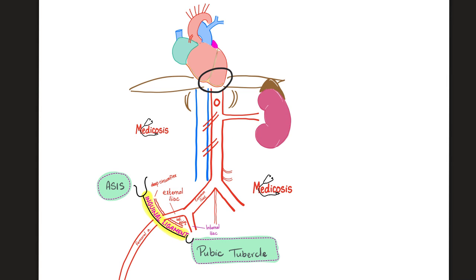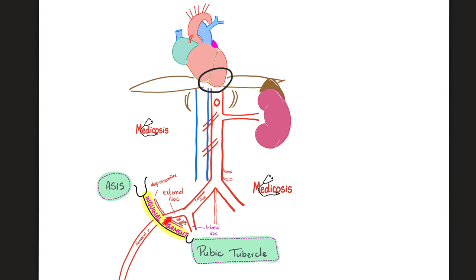Then the abdominal aorta ends by dividing into right common iliac and left common iliac arteries. Each common iliac artery will subdivide into external iliac artery and internal iliac artery. The external iliac artery will give us the deep circumflex iliac artery and the inferior epigastric artery, which will then anastomose with the superior epigastric artery, which is a terminal branch of the internal thoracic or internal mammary artery.